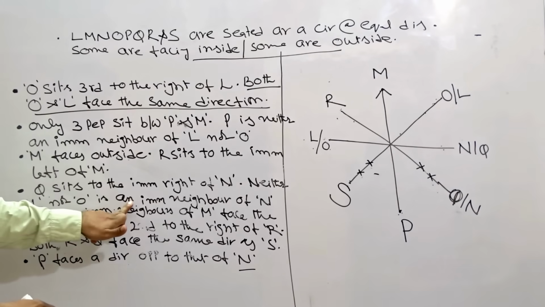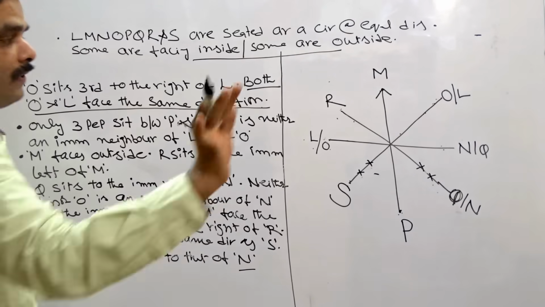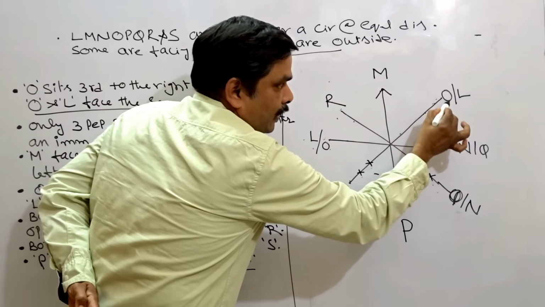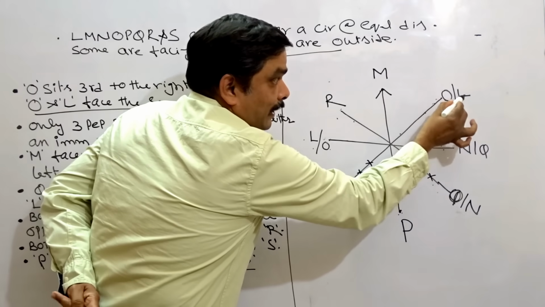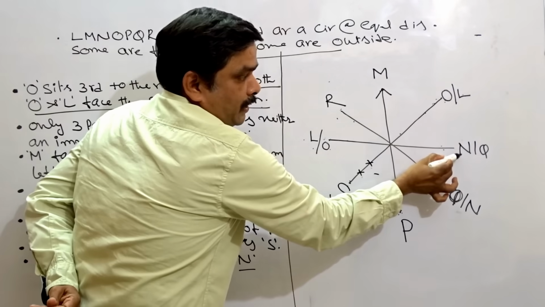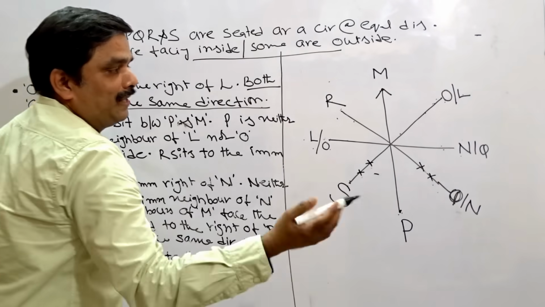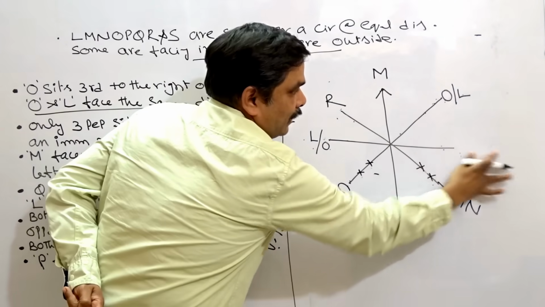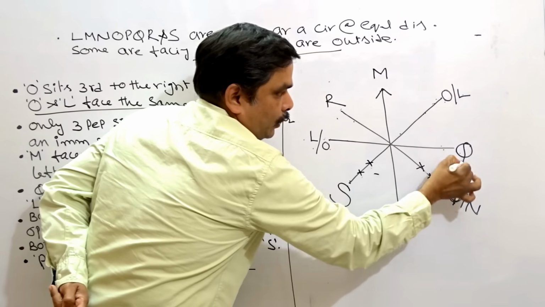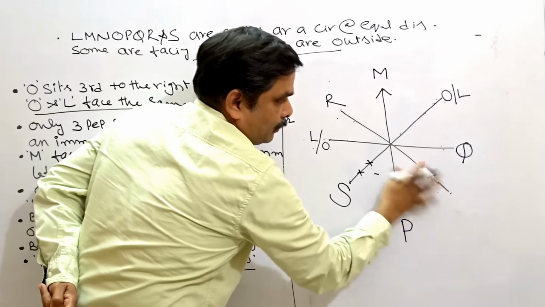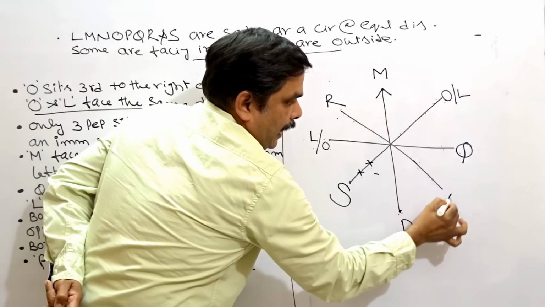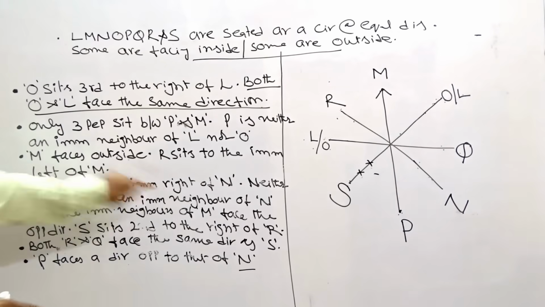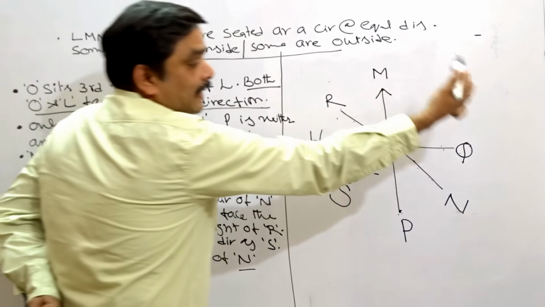Neither L nor O is an immediate neighbor of N. Now, very clear information you see. This place must be given to O or L. What's the meaning of this one? This place should not be given to N. Then who is left out now? It must be given to Q and it must be given to N here, with the condition that Q sits to the immediate right side of N.